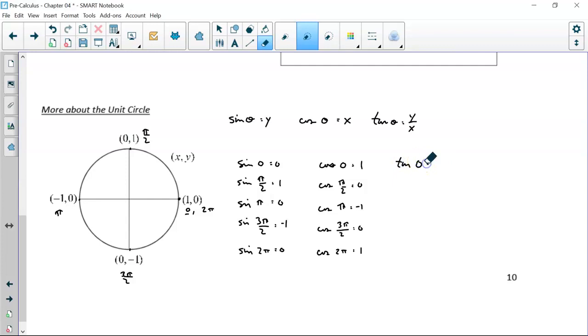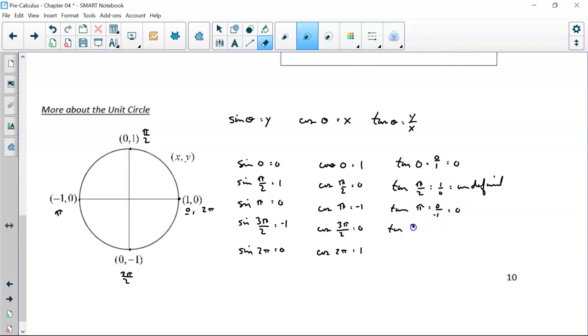And we can also look at the tangent of 0. That's going to be y over x. So it's going to be 0 divided by 1, which is 0. The tangent of pi over 2 is y over x. It's going to be 1 divided by 0. So the tangent of pi over 2 is actually undefined. And the tangent of pi, y over x, it's 0 divided by -1, it's 0.